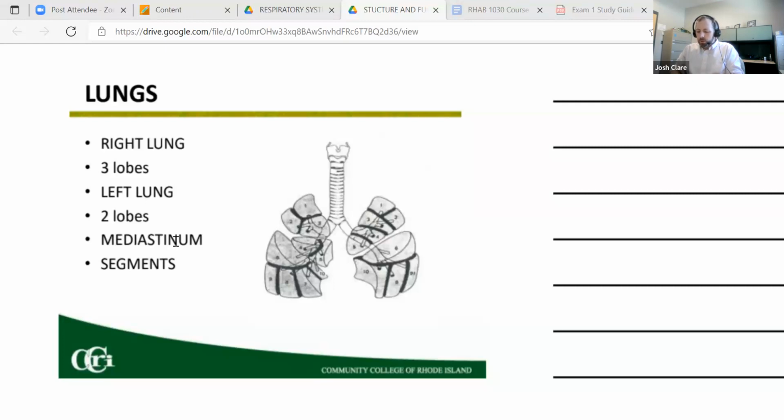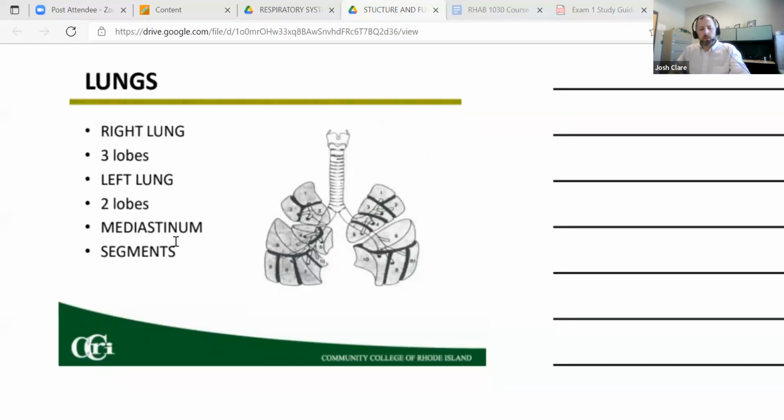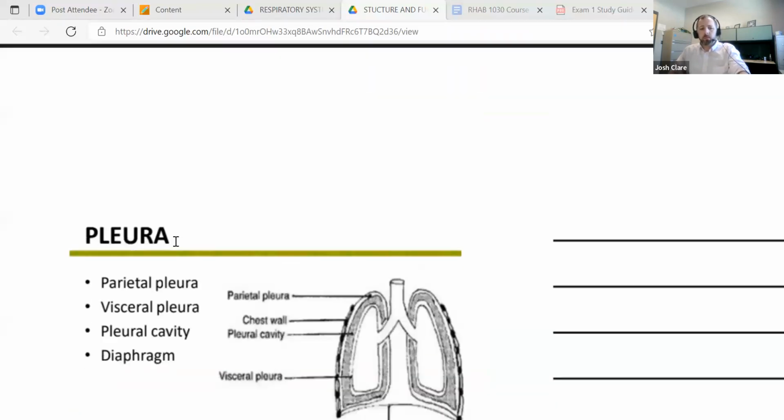The left lobes are just the upper and lower lobe. The right lobe is upper, middle, and lower lobe as well. And there's also a bunch of segments to it that I don't believe we're going to get into deep today, but some textbooks and some nursing charts that you might be looking at might talk about different segments.